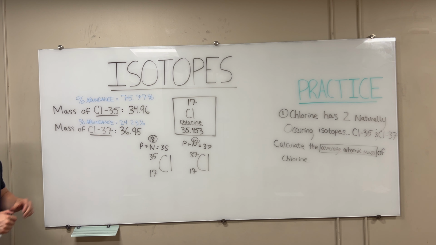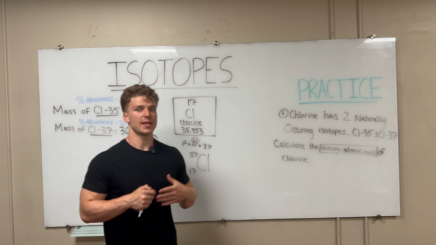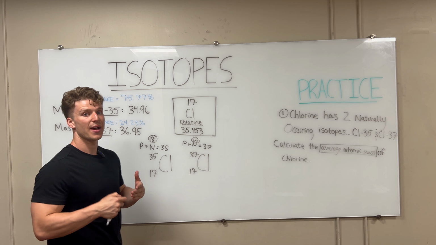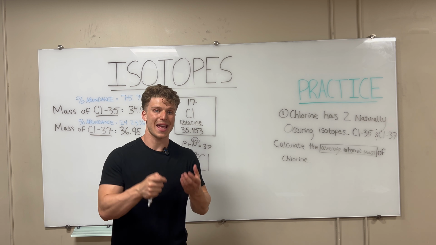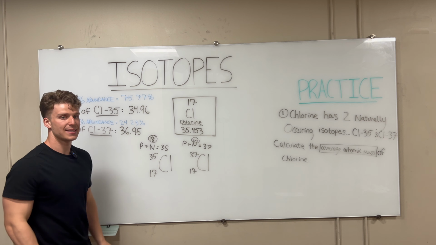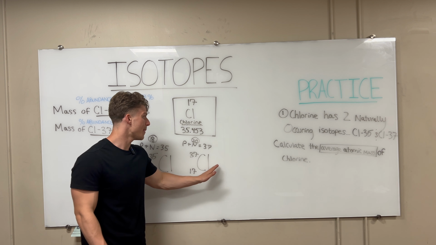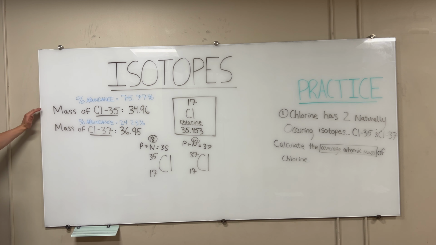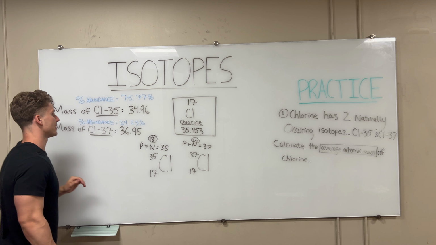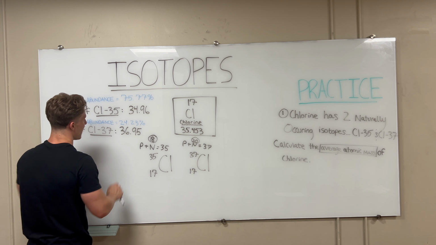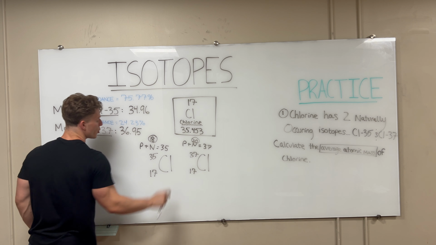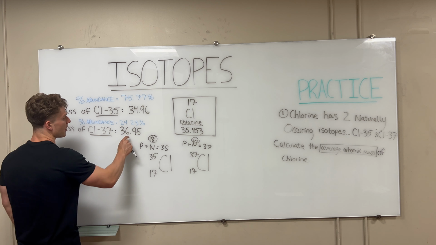Now, why is this a big deal? When you have different isotopes, they have different numbers of neutrons. And when you have a different number of neutrons, you're going to have a different mass. Neutrons have a mass associated with them, and if you have 20 neutrons versus 18 neutrons, you're going to have a different mass. Now, we can see over here some data. We have the mass of chlorine 35 as 34.96, and we have the mass of chlorine 37 as 36.95.